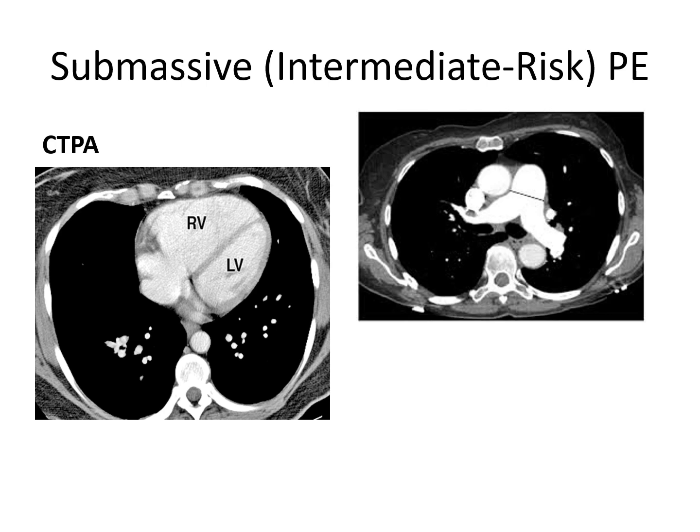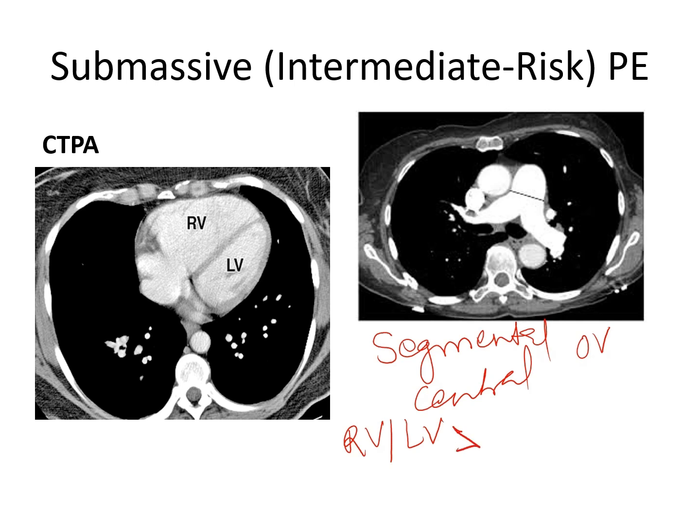Submassive or intermediate risk pulmonary embolism. Key features are hemodynamically stable but right ventricular dysfunction. There is segmental or central pulmonary embolism. Right ventricular to left ventricular ratio is more than 1. Septal flattening. In massive there is septal bowing, but in this there is septal flattening, as we can see here, and the right ventricular to left ventricular ratio is also increased, as we can see in this image.